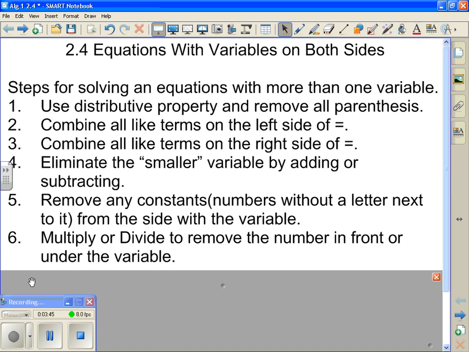So I'll give you a minute to finish copying down all of the steps if you haven't already. And I'll refer to these steps as we do some examples here in just a minute.